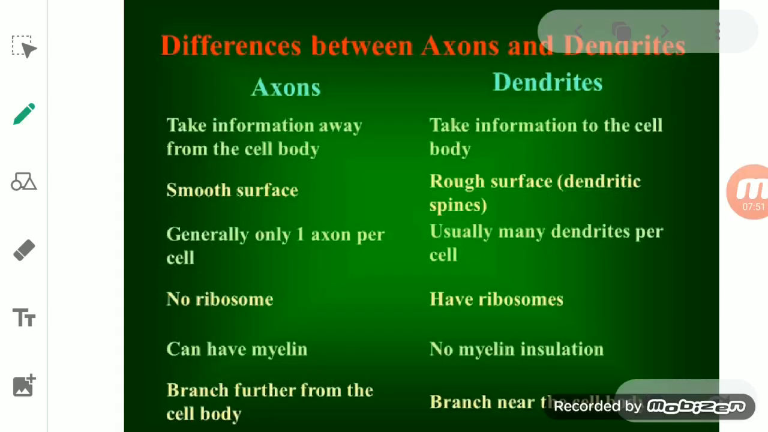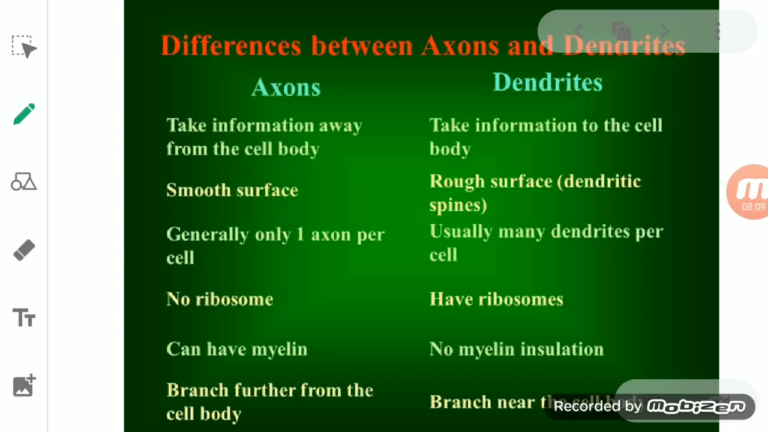Now we will see the last topic, and that is the difference between the axon and dendrites. You know, students, the axon and the dendrite both are part of the nervous tissue, or both are part of the neuron. So how do they differ from each other?